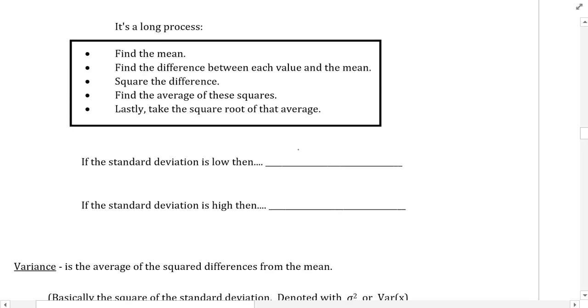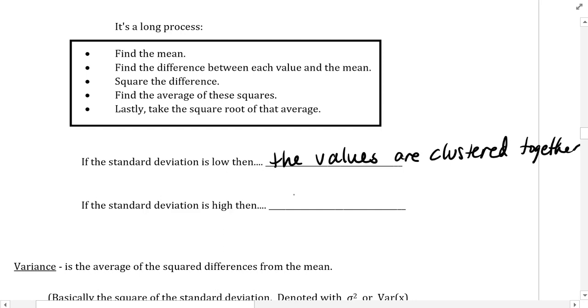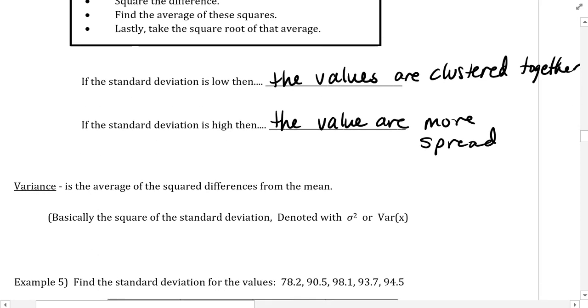If the standard deviation is low, then the values are clustered together. If the standard deviation is high, the values or the data points are more spread apart. Variance is the average of those squared differences from the mean. It's denoted either with a sigma squared or sometimes you see var x.